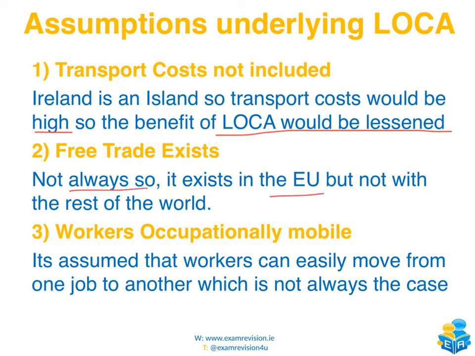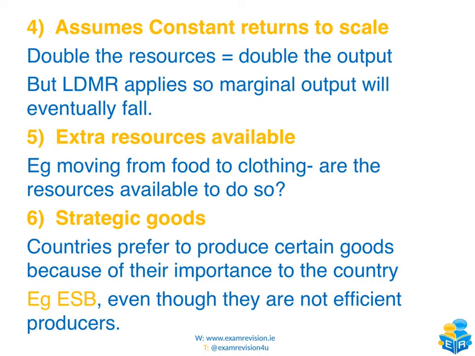It's assumed that workers are occupationally mobile, if you can remember from our labour chapter. That's assumed the workers can easily move from one job to another. Again, that's not always possible because they might need retraining or upskilling. Constant returns to scale are assumed. So it's assumed that if you double the resources, you double the output. But again, not always the case, because the law of diminishing marginal returns applies. So marginal output will eventually fall, but that's not taken into account.